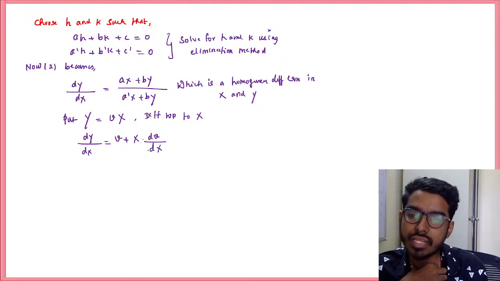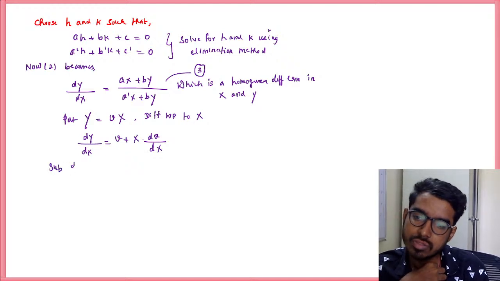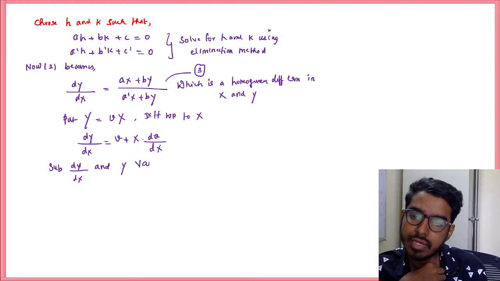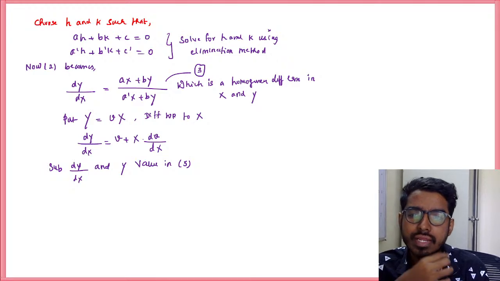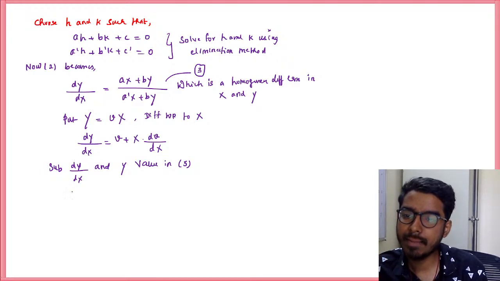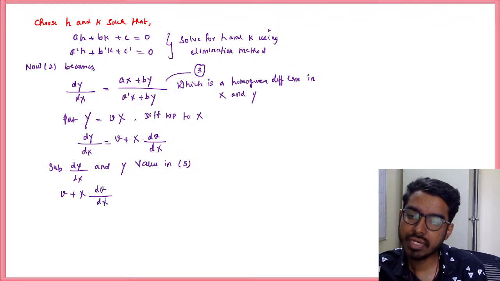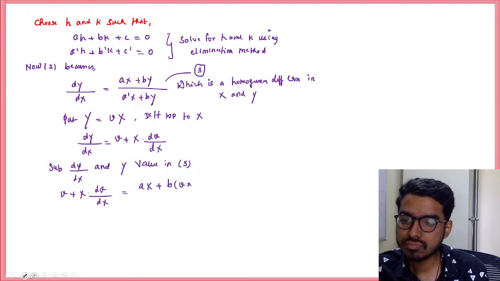Now substitute this Y and dv by dX value. Let us call this equation number 3. So substitute dY by dX and capital Y value in equation number 3. From now on you can do it. So what is capital dY by dX? v plus capital X into dv by dX is equal to a into X plus b into Y, which is vX.